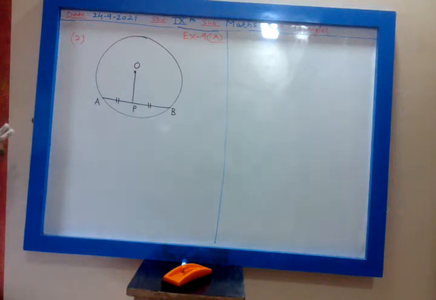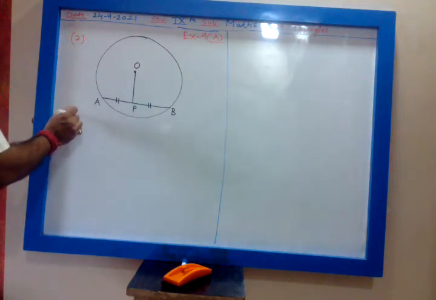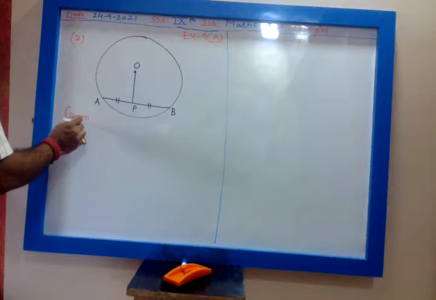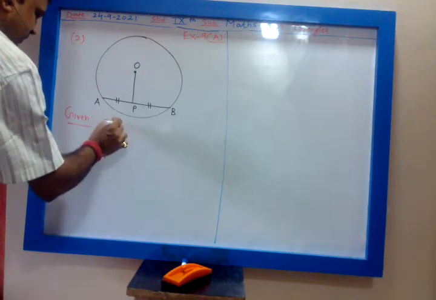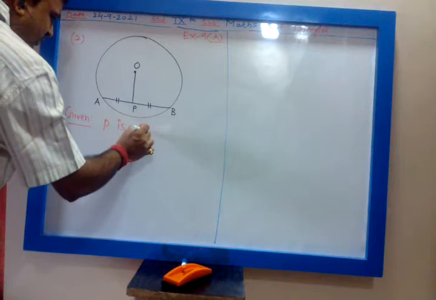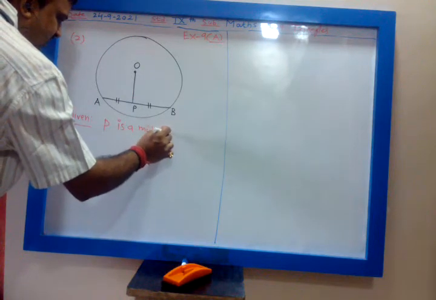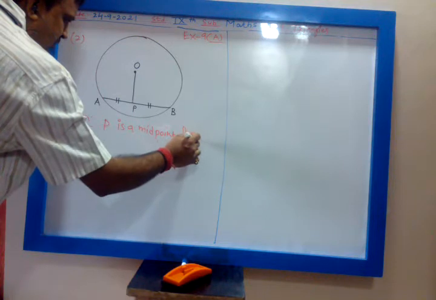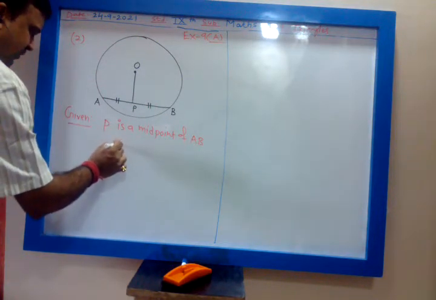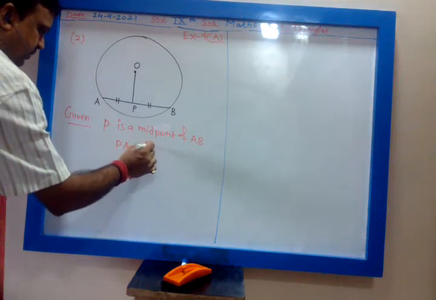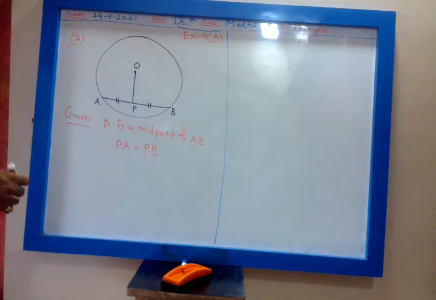So we write given. Whenever you want to solve a problem of this geometry, you have to write down given. Given: P is the midpoint of AB. P is the midpoint of AB means, yes, PA is equal to PB. It is given. Now what do you want to prove? Show that OP is perpendicular to AB.